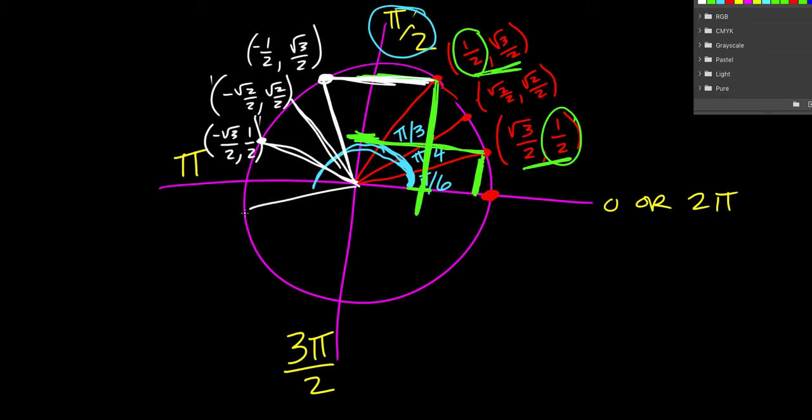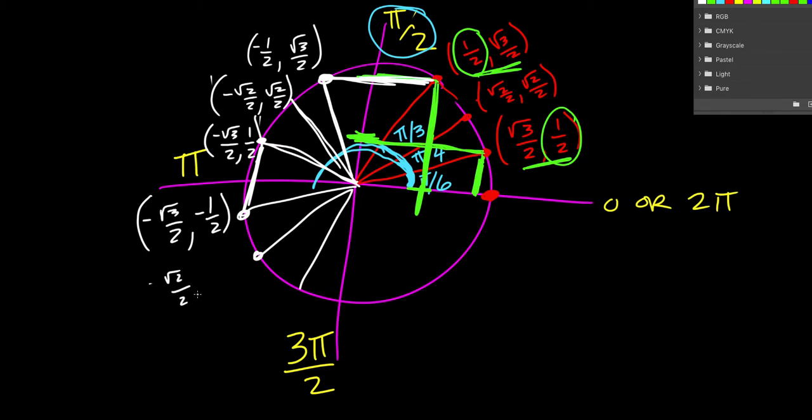And then we can do the same thing here. Once again, both are going to be negative, x and y are both going to be negative. This one's symmetric with that, so we get negative square root of 3 halves, negative 1/2, and so on. And I just keep going around. So negative square root of 2 over 2, negative square root of 2 over 2, and then negative square root of 3 halves, negative 1/2.